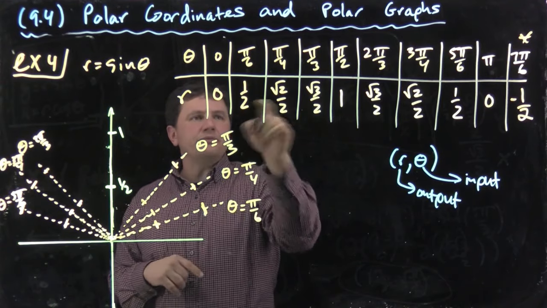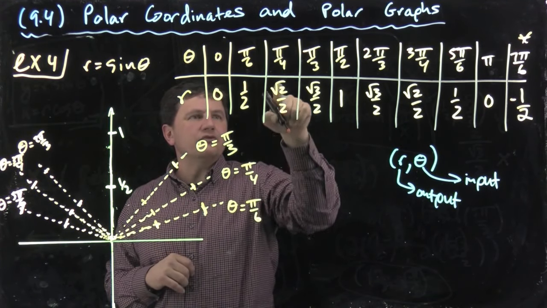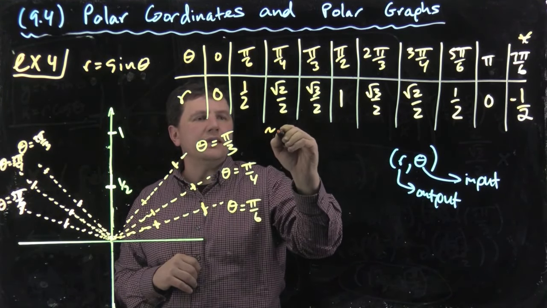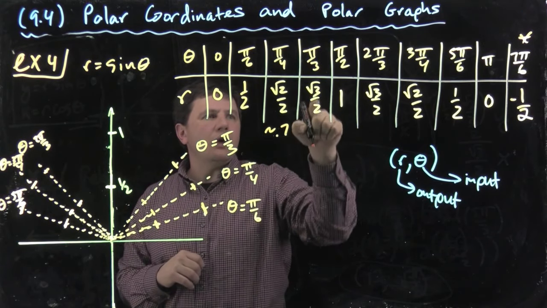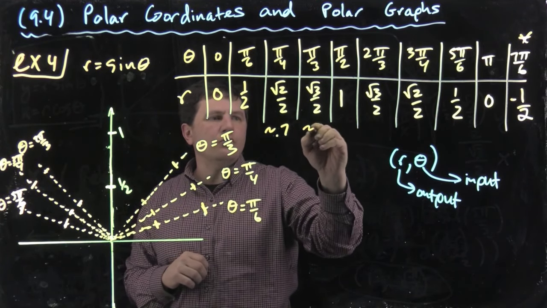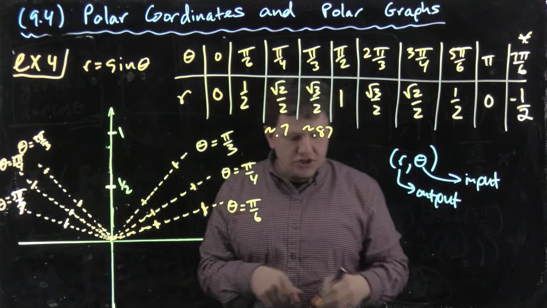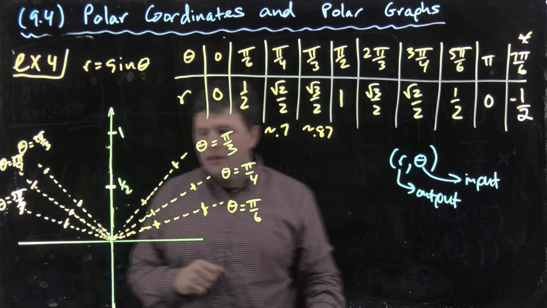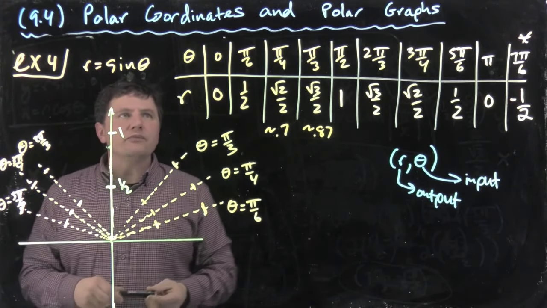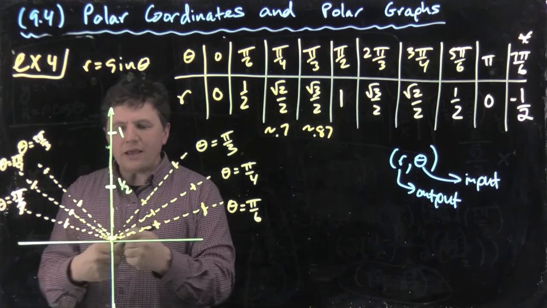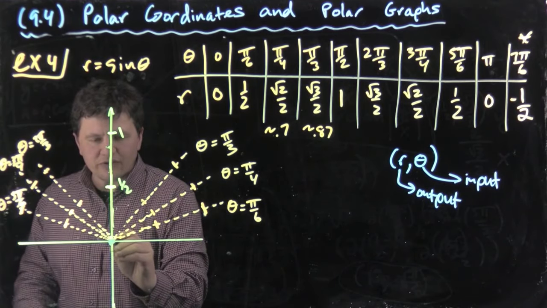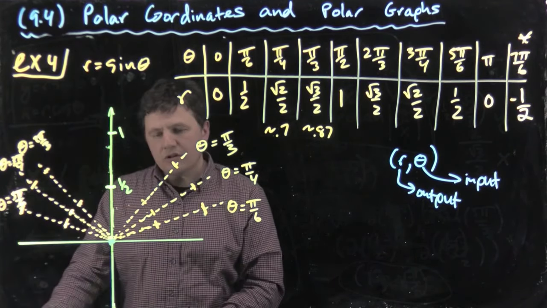All right, so just for the sake of graphing these, radical 2 over 2 is roughly 0.7. Radical 3 over 2 is roughly 0.87. Okay, so we're just going to do the best we can with plotting these. So we start off at 0. So 0 would be this way, but we're at the pole. So the pole's always easy. Whenever r is 0, we're at the pole.